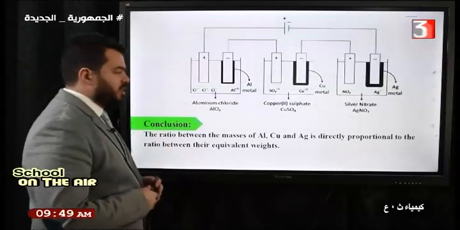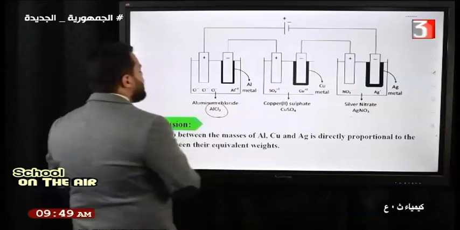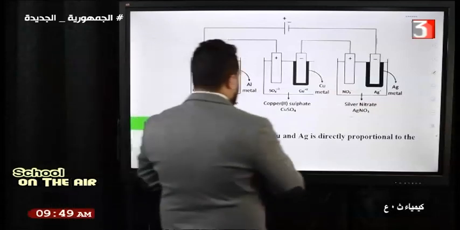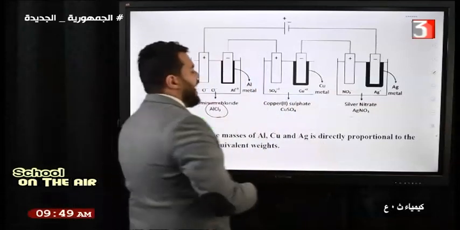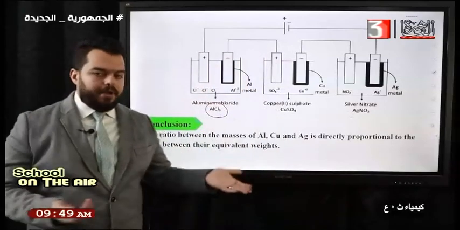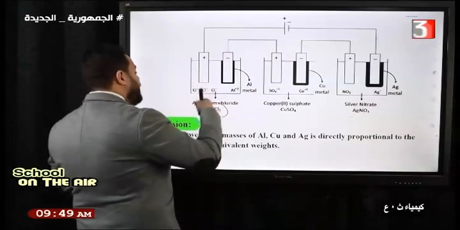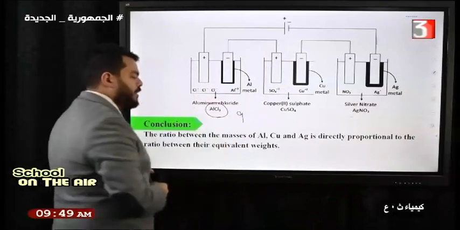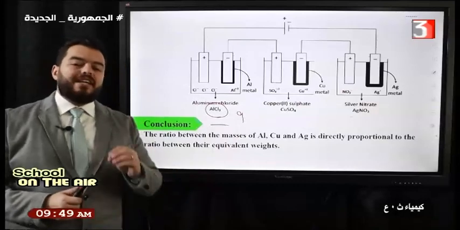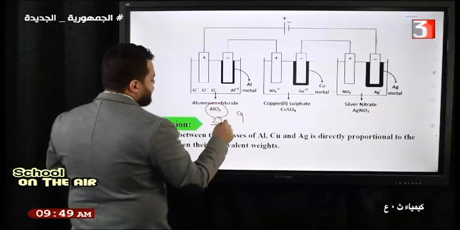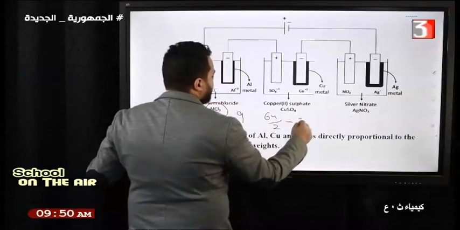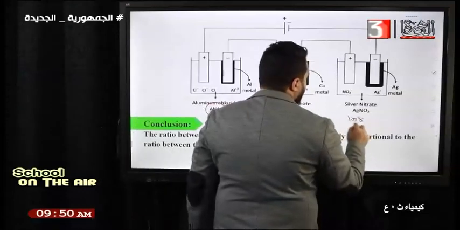In this experiment, he found that in the aluminium electrolytic cell, the mass precipitated is low, in the copper cell the mass precipitated is more, and in the silver electrolytic cell the mass precipitated is the highest. Why? Because the equivalent mass of aluminium equals 9. As we have said before, the equivalent mass is calculated as the atomic mass over the valency, and the same applies here for each element.